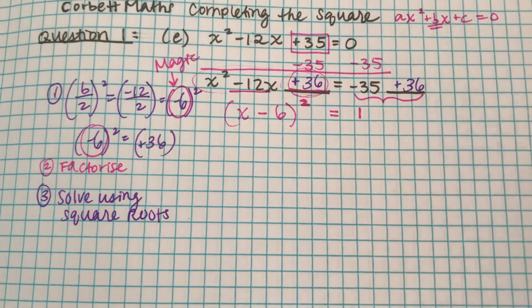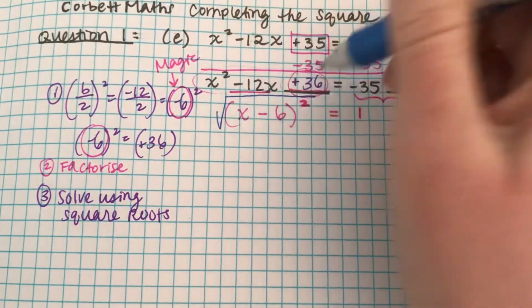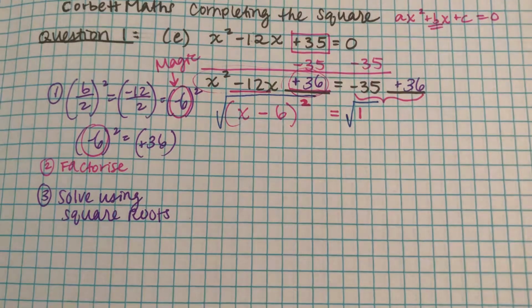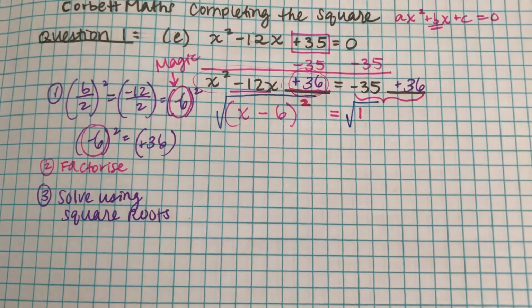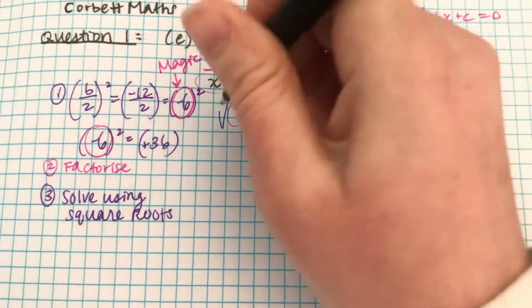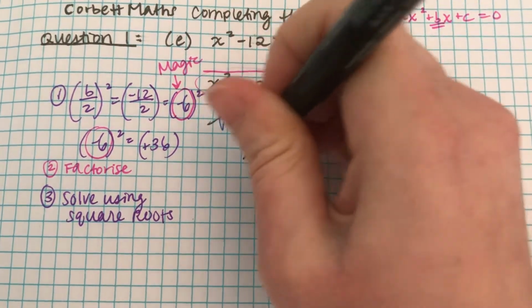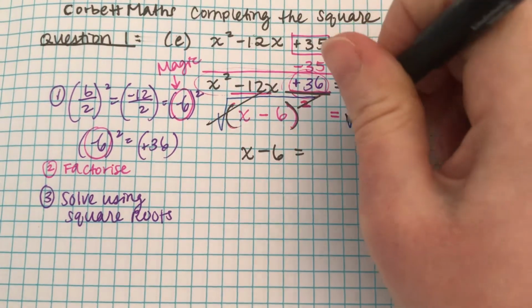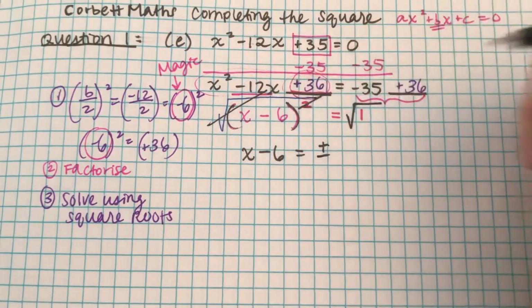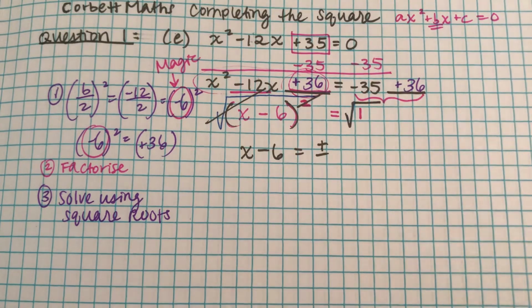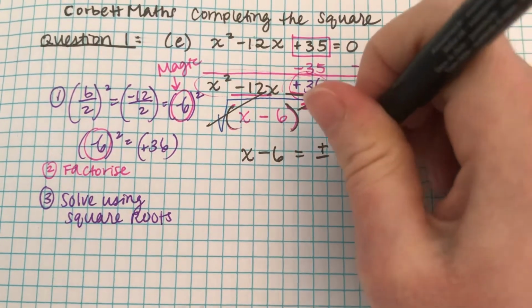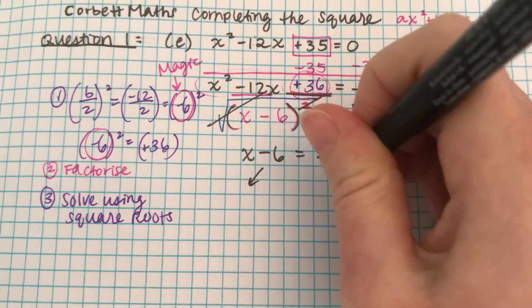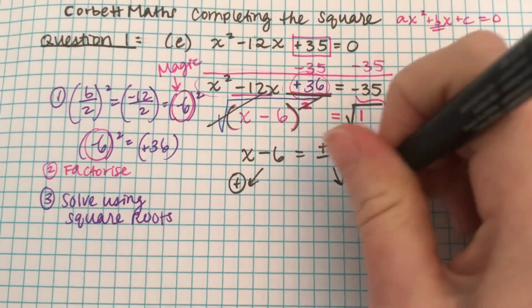So we have the square root here, and I need to take the square root here as well. All right, on the left side, this will always happen where the square root and the squared will cancel, and I'm left with just x minus 6. That comes from within the brackets. And then since I've taken the square root here, remember I need that plus or minus. And then the square root of 1 is just 1. This is where we split up into the plus side and the minus side.